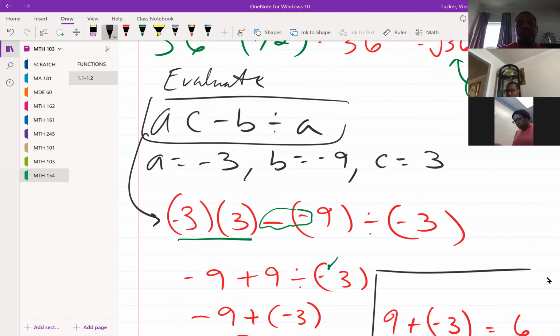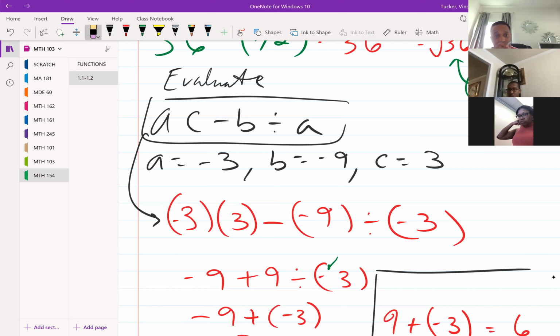And they give us an algebraic expression and then give us numbers to plug in for those variables. So let's say we have AC minus B divided by A, and A is -3, B is -9, and C is 3. You plug in your values accordingly. So A is -3, so that's -3 times C, which is +3, minus B, which is -9, divided by -3. Any problems with the substitution?